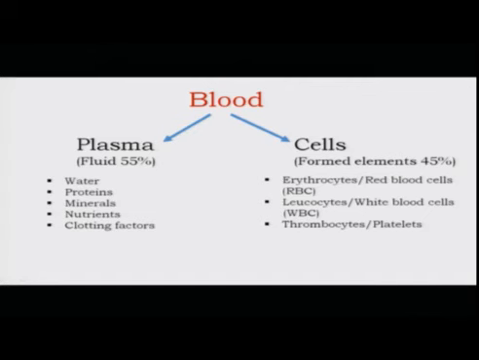What about the cells? What kind of cells are there in the blood? In the blood there are erythrocytes, which are called red blood cells or RBCs in short. Then there are the leukocytes, which are also known as white blood cells or WBCs in short. And lastly, there are the thrombocytes, which are also known as platelets. Today we are going to learn about each of these constituents of blood, namely the plasma as well as each of the cell types that we have listed here, and we will understand the function of each and every component of the blood.